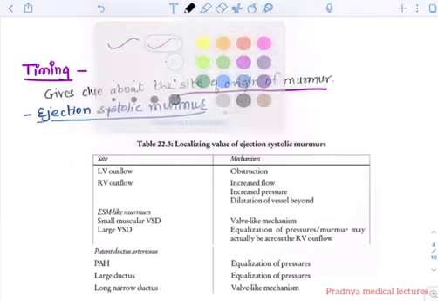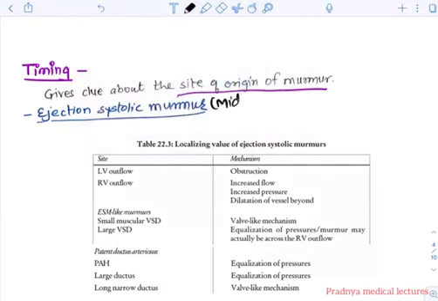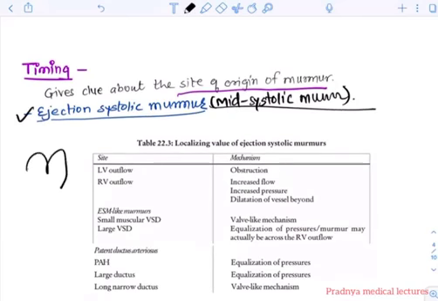First, the ejection systolic murmur. As I have told you, another name for this is mid systolic murmur. So what are the causes of mid systolic? Now what do you mean by ejection systolic murmur? It means that the ventricle is ejecting the blood into the aorta, and the murmur is produced due to that, and that's why it is called aortic ejection systolic murmur.